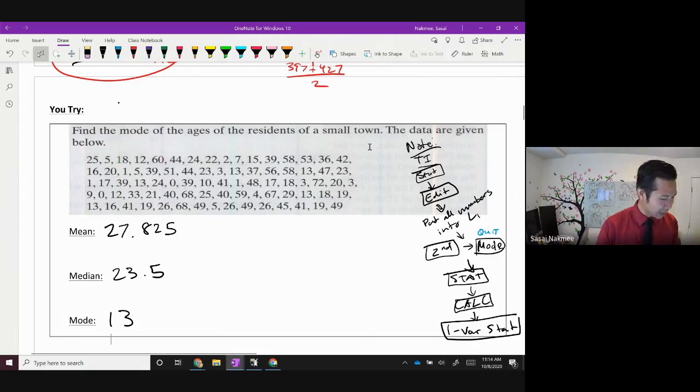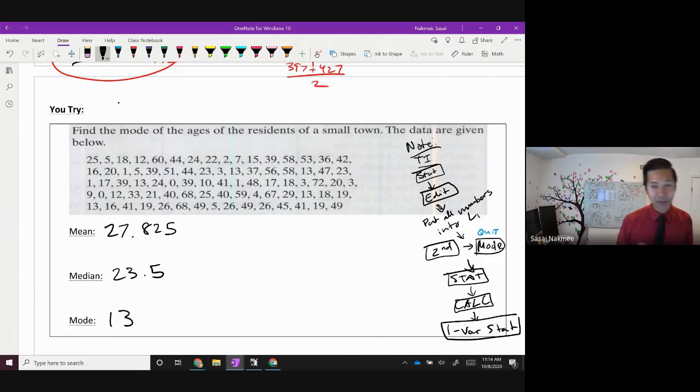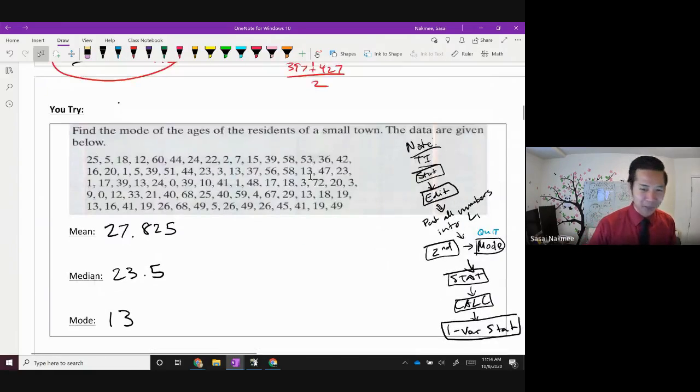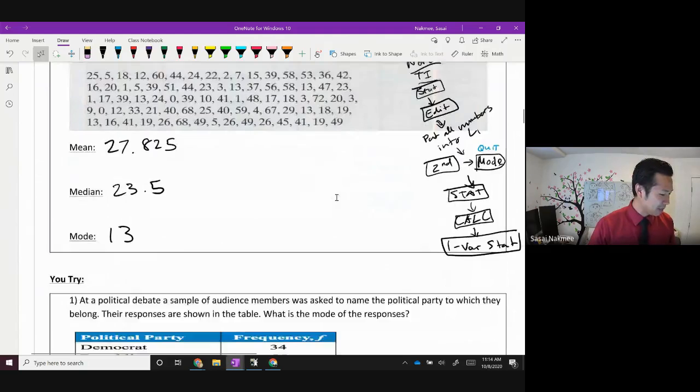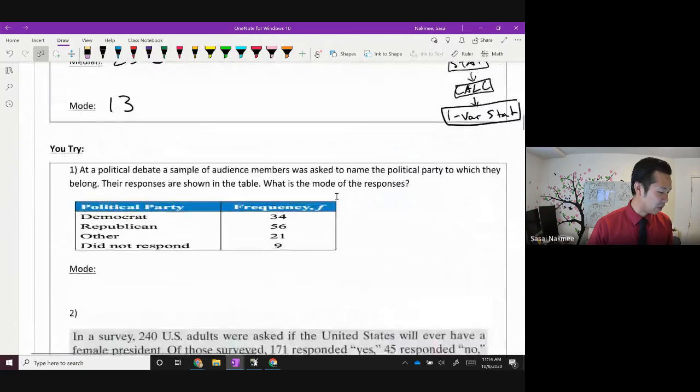And that's the answer, by the way. It's 13 for the mode, 23.5 for the median, and 27.825 for the mean, okay? So hopefully you guys will see that and know how to do those 3. So let's move on. I spent way too much time on that problem right there, but you know what? It wasn't too bad. Let's actually just move on now. Let's go on to the next you try here.